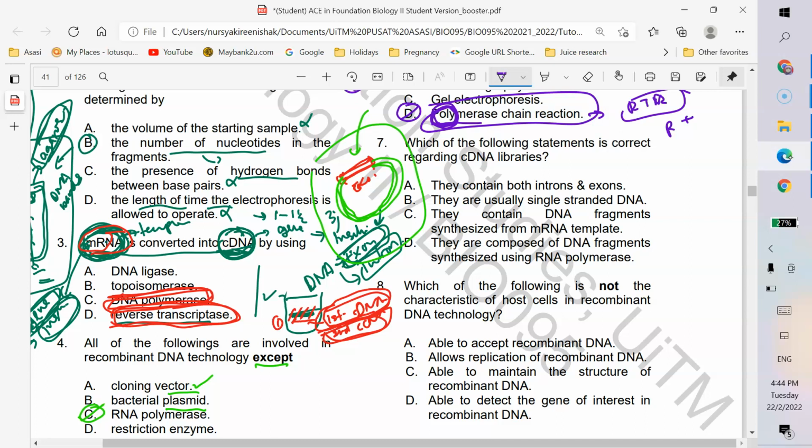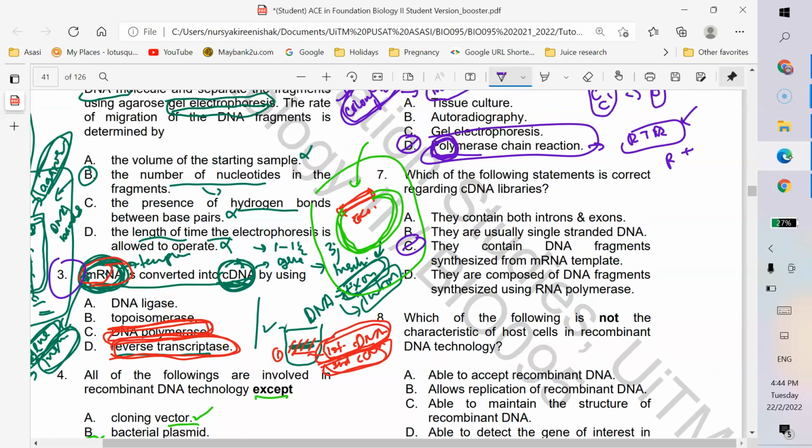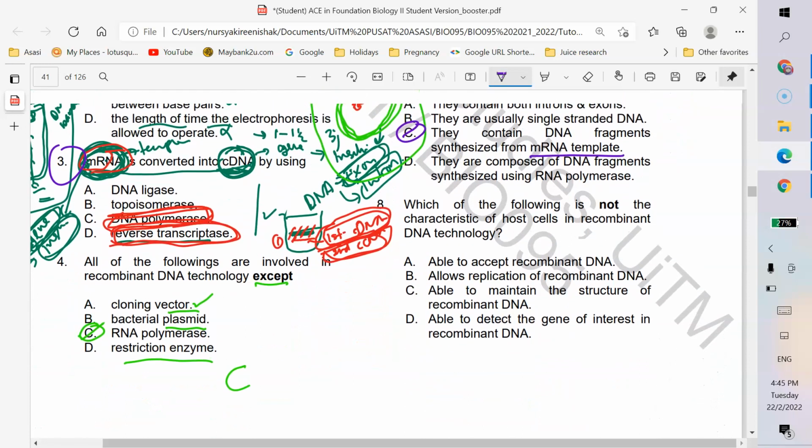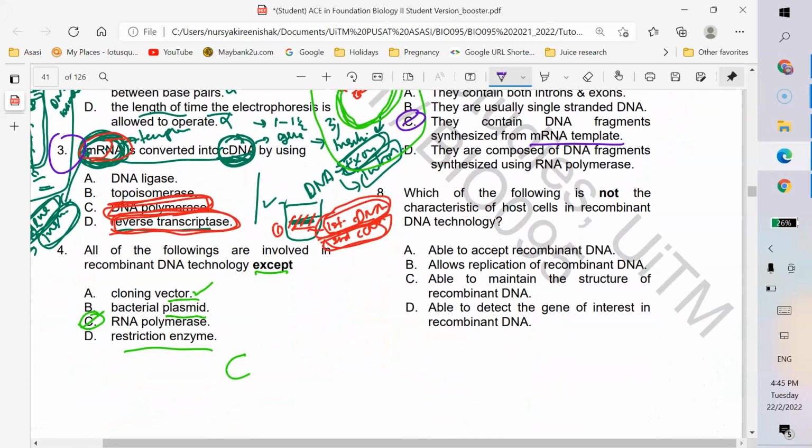They contain DNA fragments synthesized. Let's look at the question from earlier. Question 3: which of the following statements is correct for a cDNA library? They contain DNA fragments synthesized from mRNA as template. That is the function of cDNA libraries. It contains many cDNA with specific sequences for specific genes that produce specific proteins. So you can look for which cDNA you are interested in to produce the protein you want. Okay, thank you Hanan.